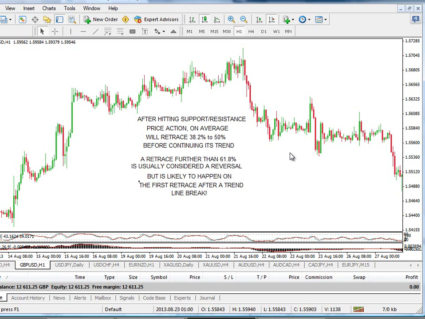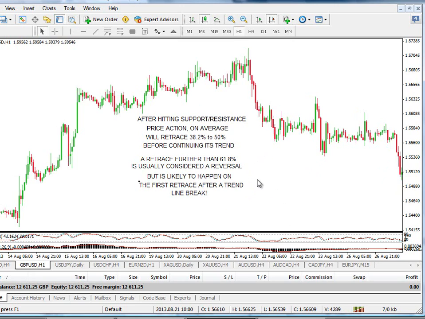You want to wait till that's over, wait for confirmation that it has been a retrace. For example, once price breaks up above the 100% level, then you know it's definitely a trend continuation. So just try and be safe and trade safely after the first retrace, because that's when you're going to get caught out.